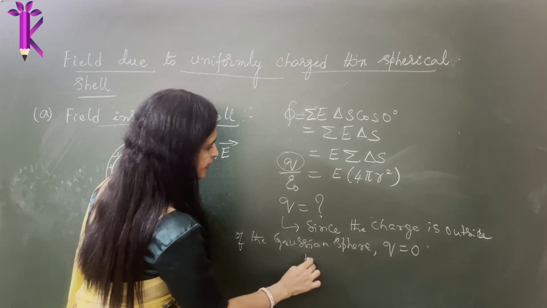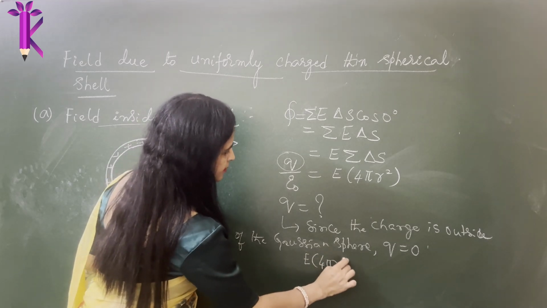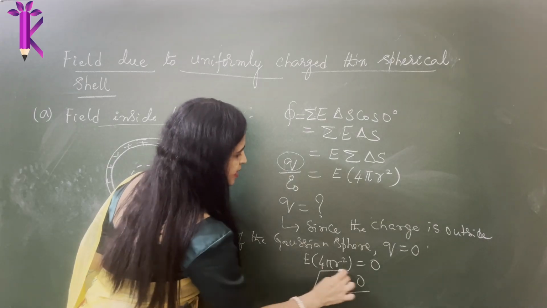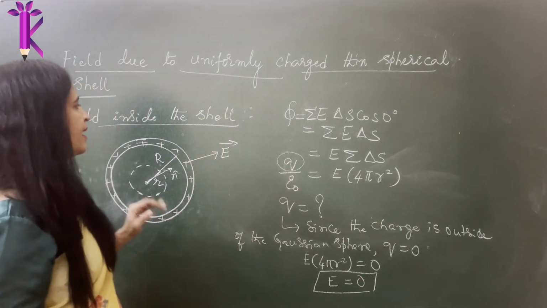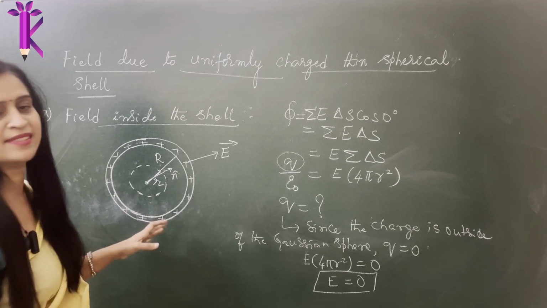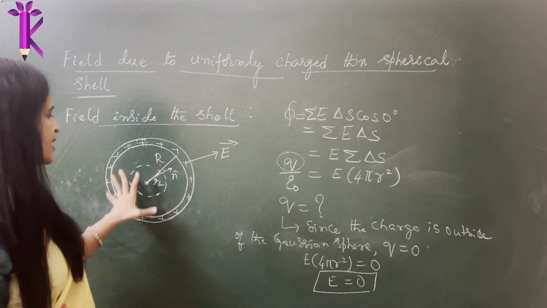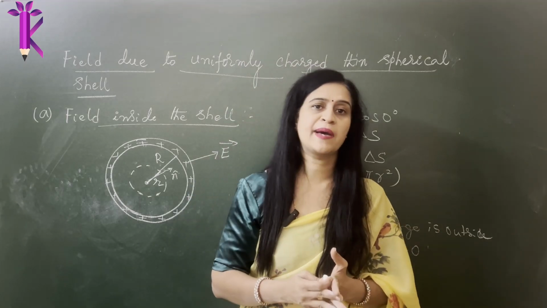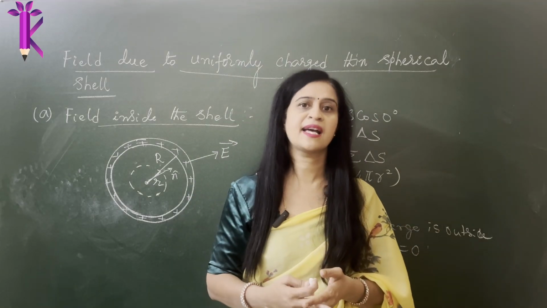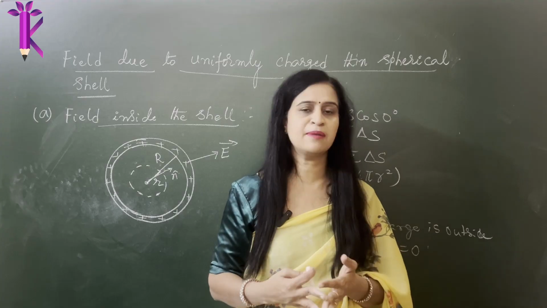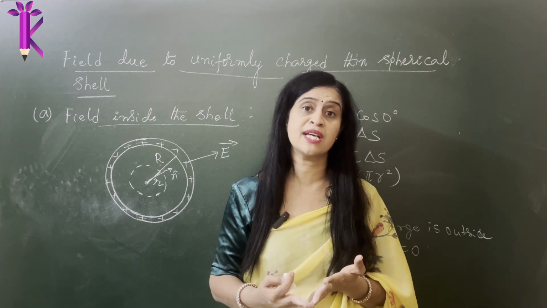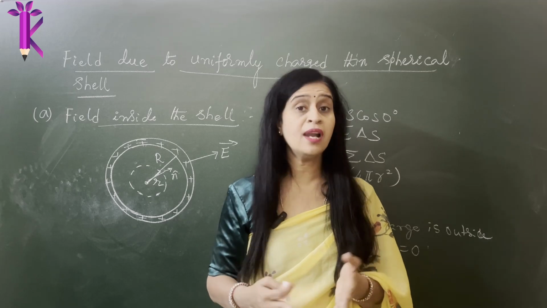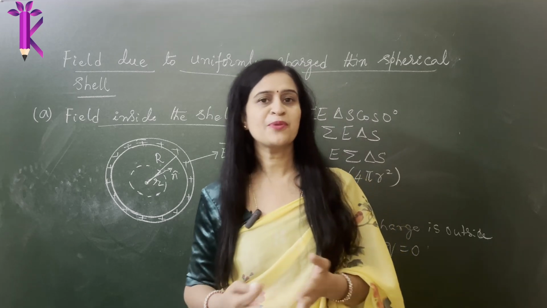So what will happen? E into 4 pi r square is equal to 0, which is nothing but E is equal to 0. So therefore, the net electric field inside of a shell is 0. It is very obvious because it doesn't enclose any charge inside. You are assuming it to be inside of that spherical shell where charges don't even reside. If there are no charges, no electric field will be experienced by any positive test charge. It won't experience any force inside because basically there is no net charge at all. It is 0. So that is how you arrive at the expression.